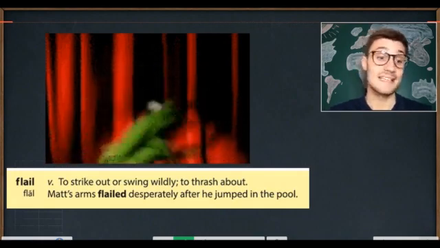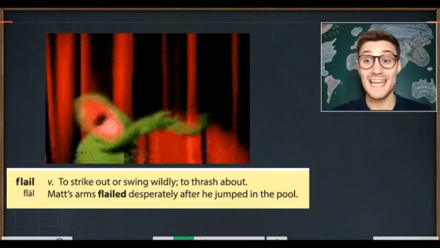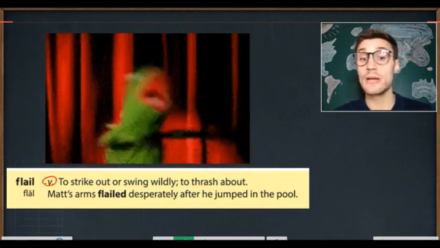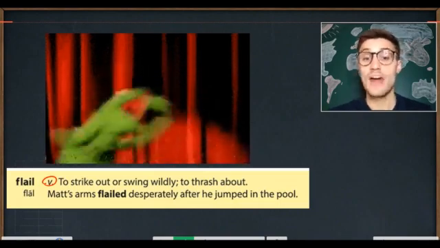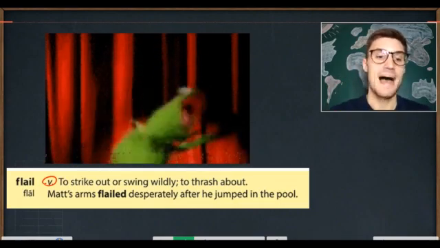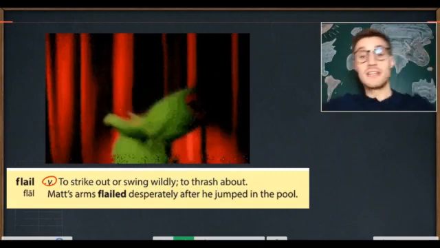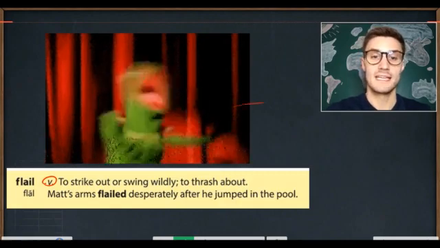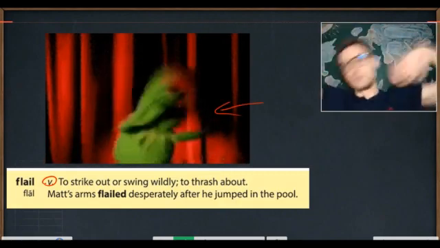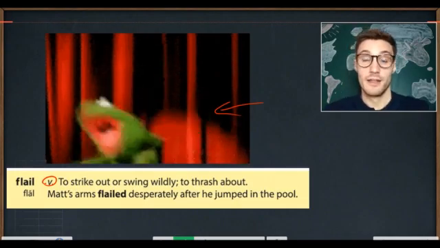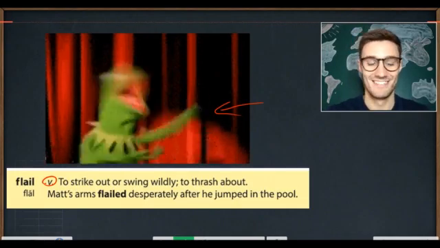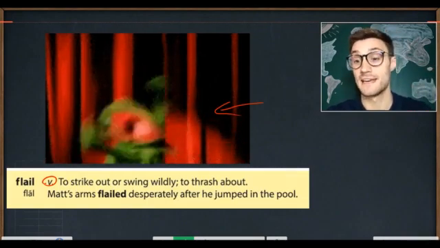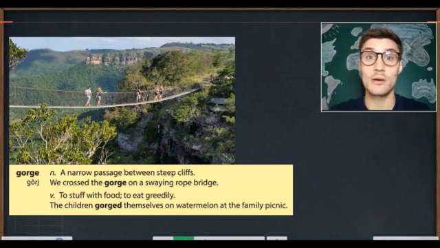The next word is flail. Flail. To flail is to strike out or swing wildly. To thrash about. Matt's arms flailed desperately after he jumped in the pool. See? He's flailing. That's exhausting. Flail. Stop flailing about, you can say. Sit still. Stop flailing all over the place.